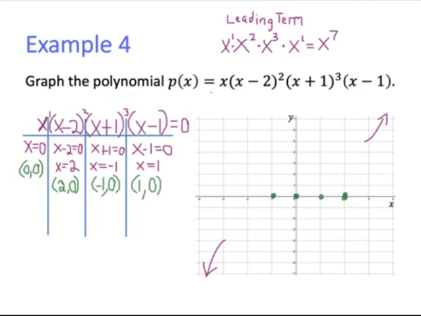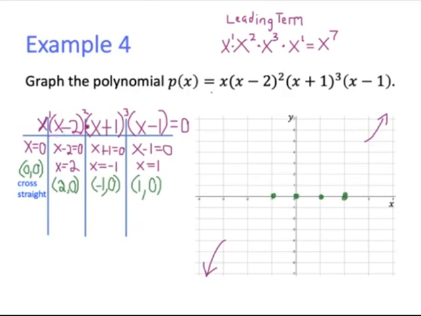The next step is to determine the multiplicity of each 0 so that we know how the graph behaves at that 0. So for this factor right here, the 0 associated with it is 0. The multiplicity is just 1 because the exponent on x is 1. And we recently learned that if the multiplicity is 1, the graph is going to cross straight through that 0. So at the point 0, 0, the graph is going to cross straight through.